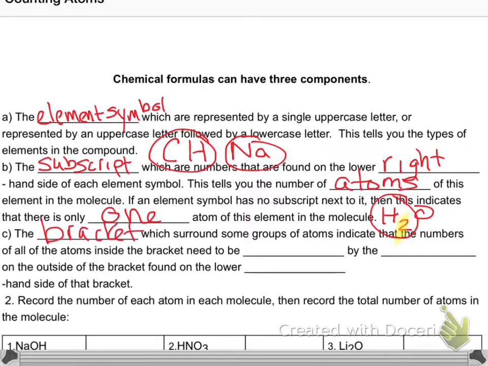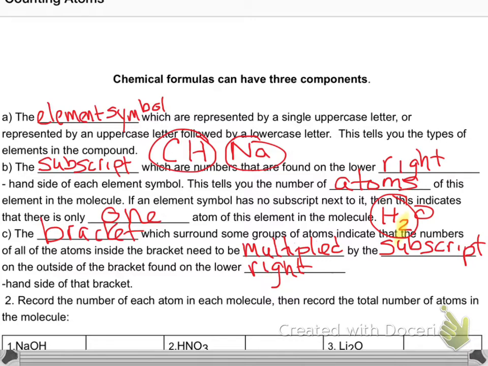The third key to remember is if there's brackets. There's not always brackets, but if there are brackets, they surround a group of atoms, and all the atoms inside the bracket need to be multiplied by the subscript on the outside of the bracket, found on the lower right hand side of the bracket.